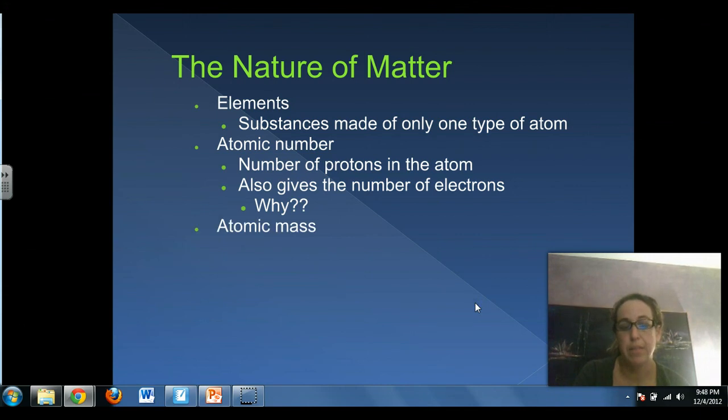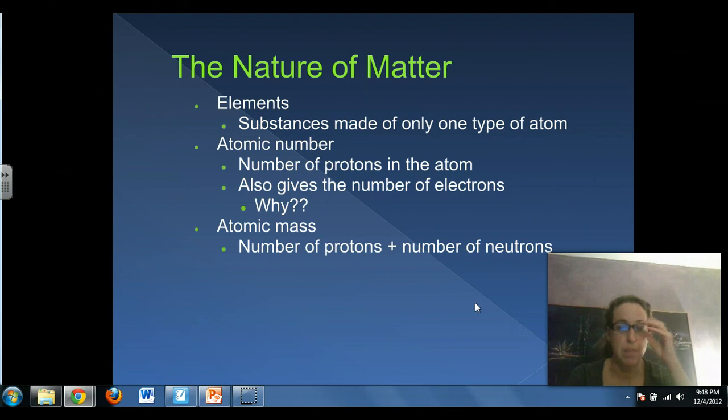And then you have atomic mass. And atomic mass is the number of protons plus the number of neutrons. So to figure out your number of neutrons, you take the atomic mass minus the atomic number, and that gives you the number of neutrons.